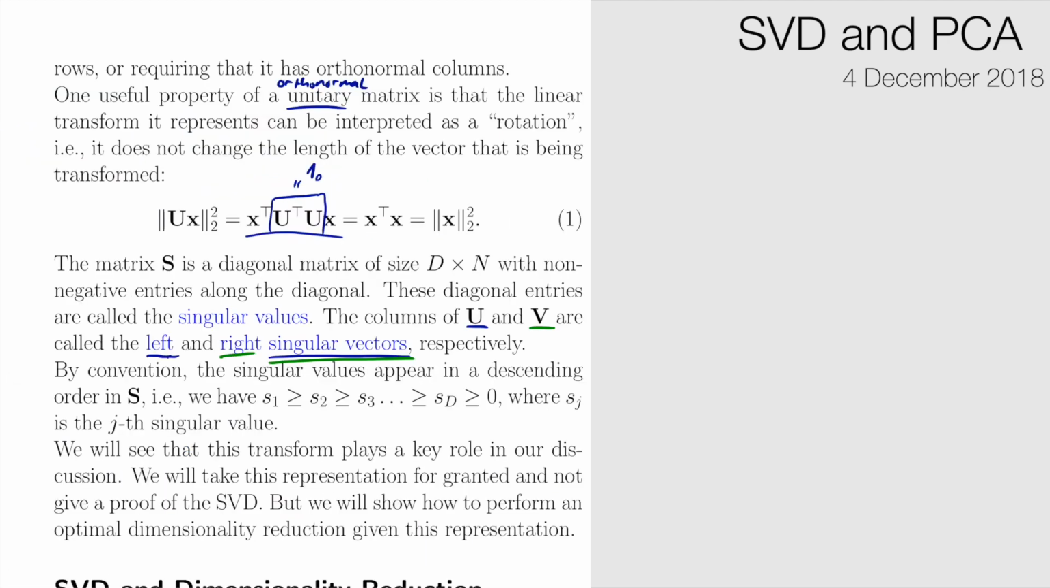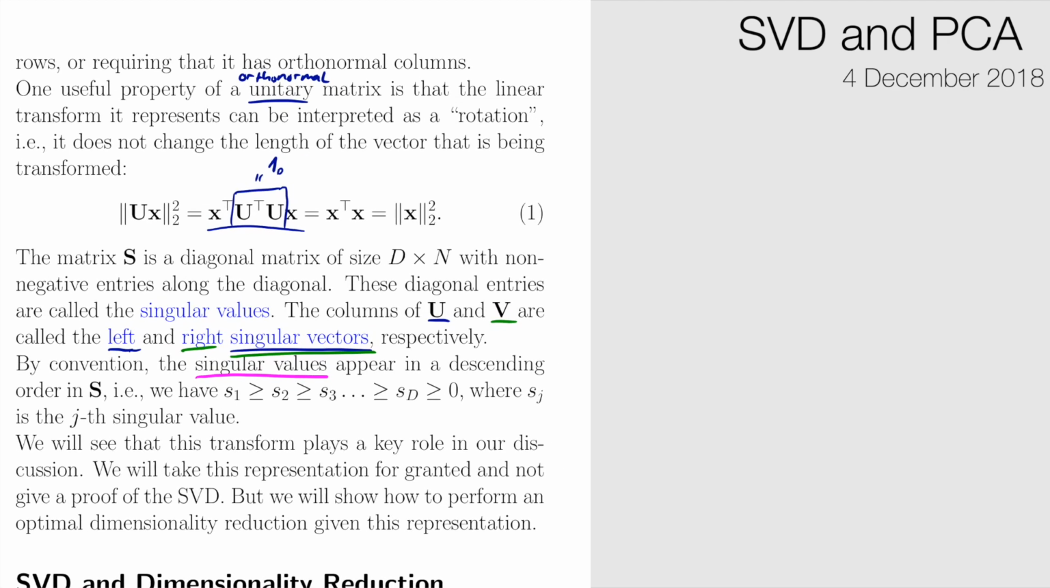These entries are called the singular values. So these are the diagonal entries of S, and they are sorted. And another very interesting thing is that they are all bigger or equal than 0. So they are non-negative. They can be 0, but they cannot be negative. So that's very important.